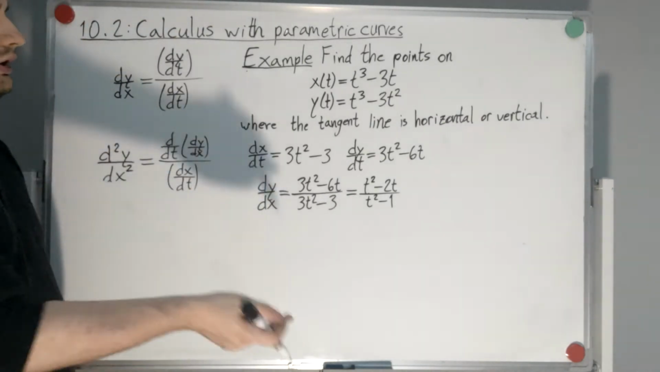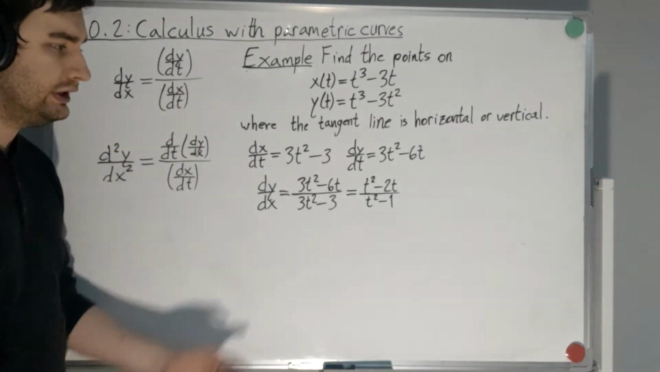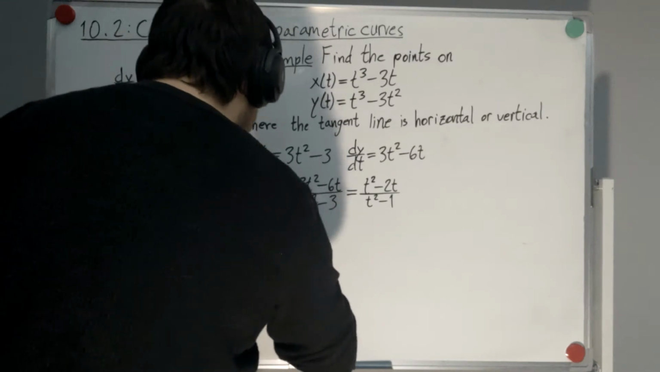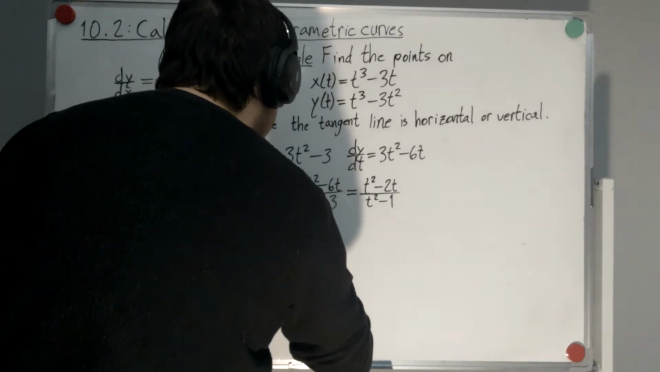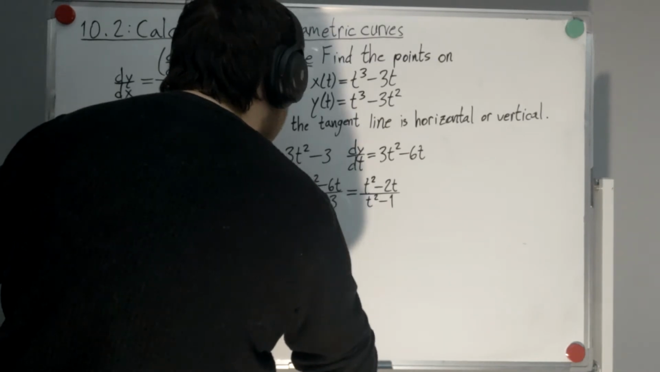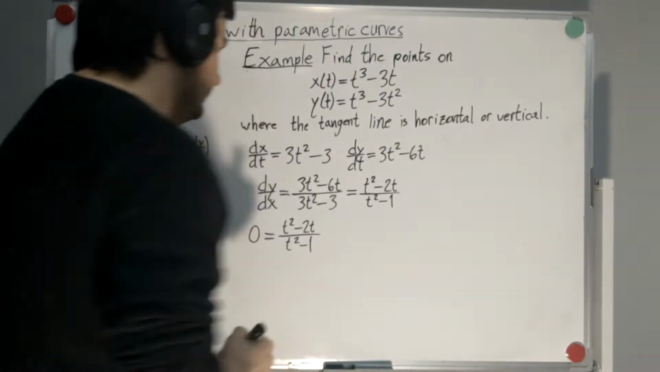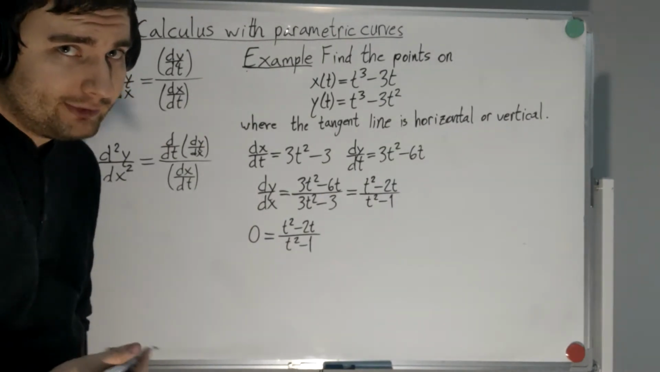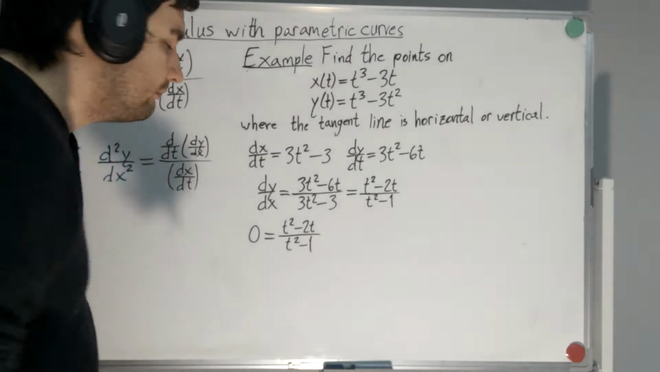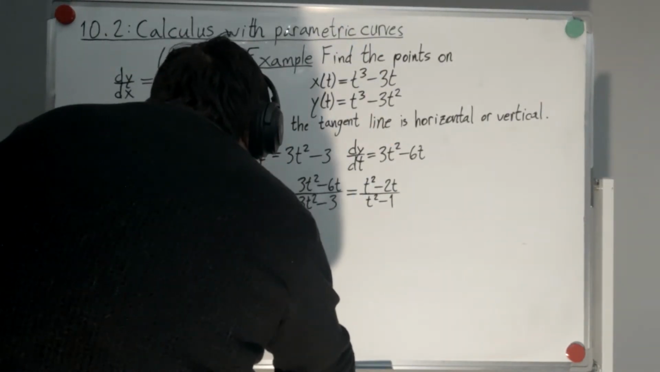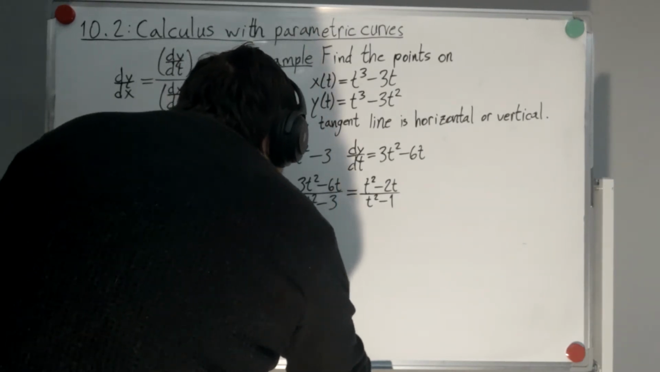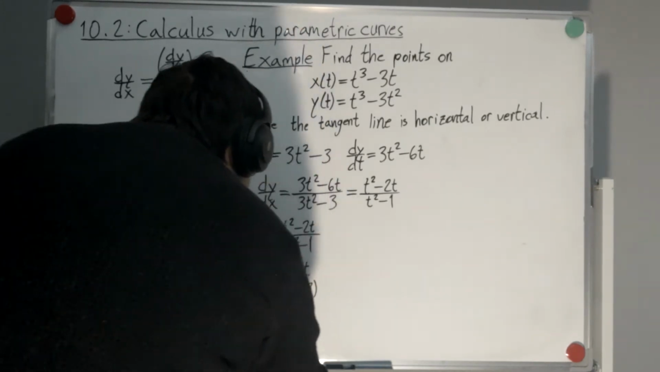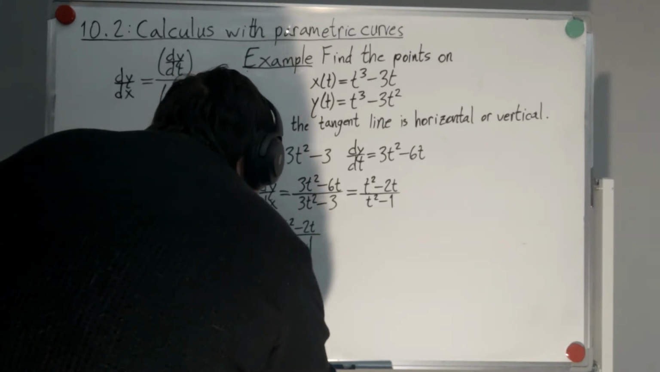Okay. So, in order to get the tangent line to be horizontal, we just need this to be 0. So let's see, if you set this to 0, 0 equals (t squared minus 2t) over (t squared minus 1). The only way that fraction can be 0 is if its numerator is 0. No matter what its denominator is, that's not going to matter. So this is the same as saying 0 equals t squared minus 2t, which is the same as 0 equals t times (t minus 2), which is the same as t equals 0, or t equals 2.